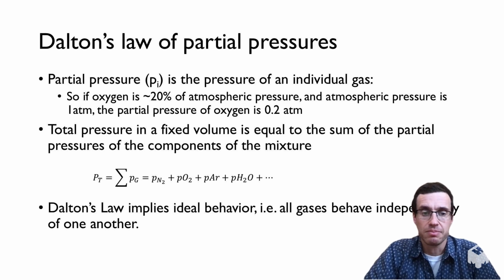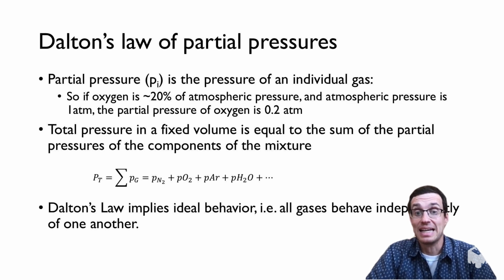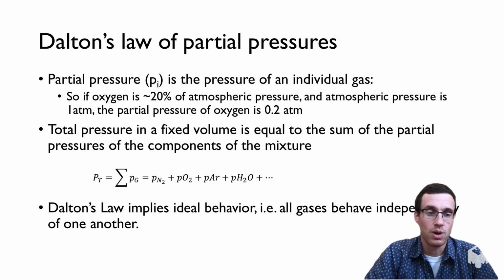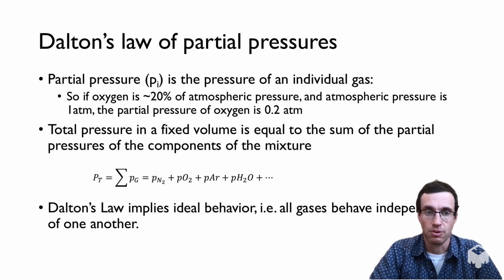And what this implies is ideal behavior, which basically just means the gases behave independently of one another. So if you have, let's say 0.8 atmospheres of nitrogen or 0.4 atmospheres of nitrogen, that doesn't impact how oxygen behaves. And so that means we can pay attention to one gas at a time when we're looking at air-sea gas exchange and how these gases move in and out of the ocean. So Dalton's law of partial pressures is a good thing to know, just sort of how the world works.